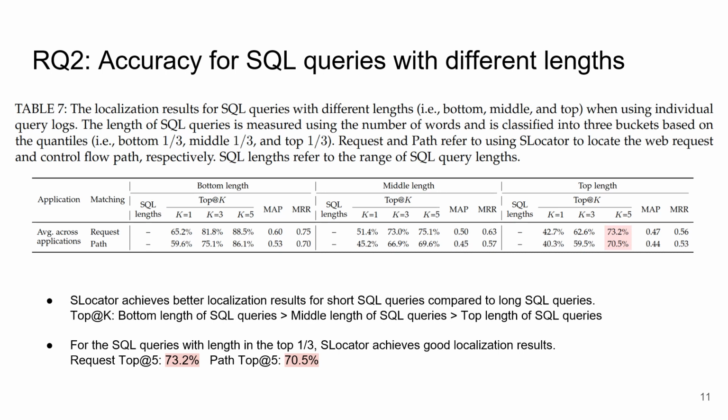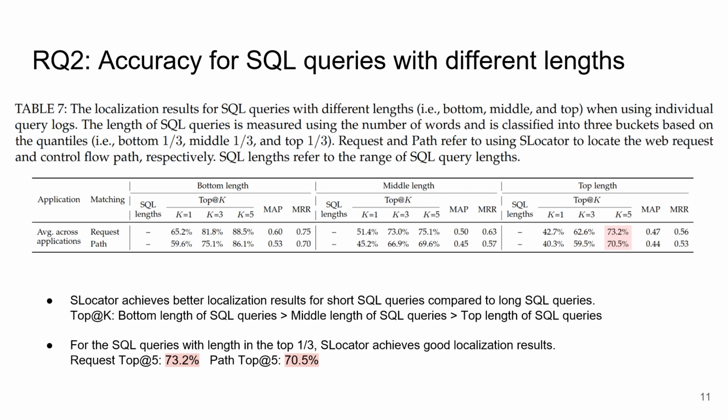In the previous RQ, we evaluated the overall localization accuracy of SLocator. However, SQL queries may have different complexities, such as lengths, which may affect how the approach performs. In this RQ, we evaluate the accuracy of SLocator in localizing paths for SQL queries with different lengths. The SQL queries are classified into 3 buckets based on their length, namely bottom length, middle length, and top length. We evaluate the approach on these 3 buckets of SQL queries separately.